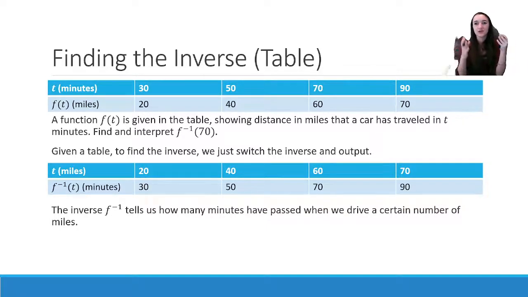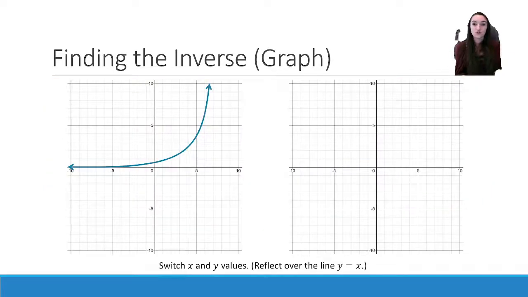It's really just, what are we inputting here? If I give you a number of miles, you give me back a number of minutes, instead of, I give you a number of minutes and you give me back a number of miles. So for tables, it's pretty easy to find the inverse because we just have to flip-flop all the values. For graphs, it's also not too difficult, but there's continuity in here. There's a little bit more going on. So what we need to do is think about, well, what am I really doing?